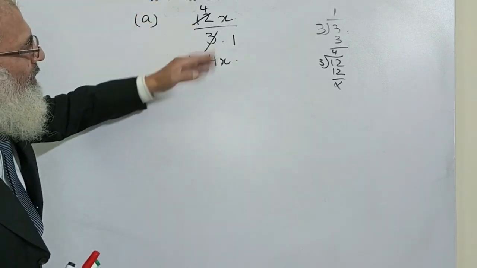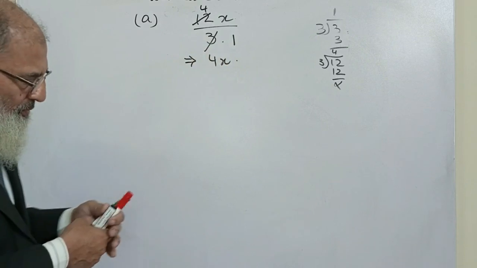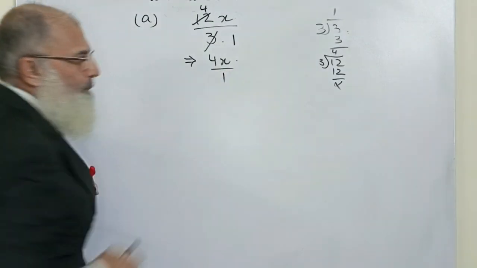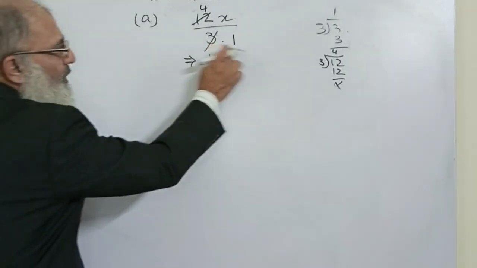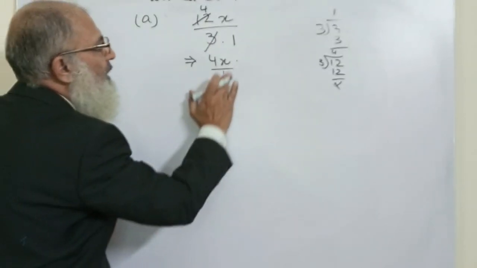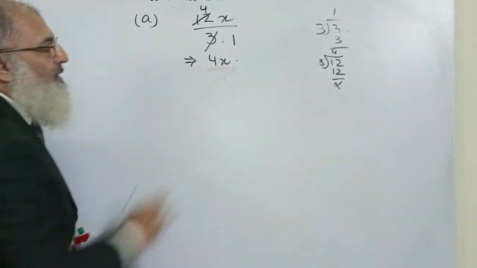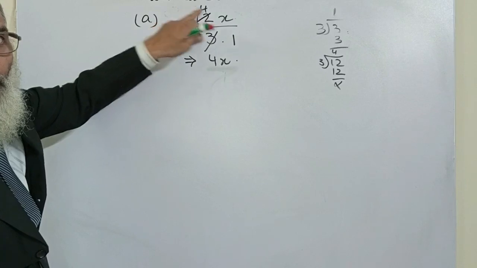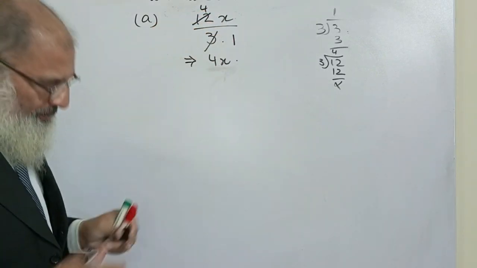So what will we do now? Here it is 1. If I write it divided by 1, so this was 1 over here. There is no need of writing 1 over here and the fraction sign. So it will become 4x. 4x only.